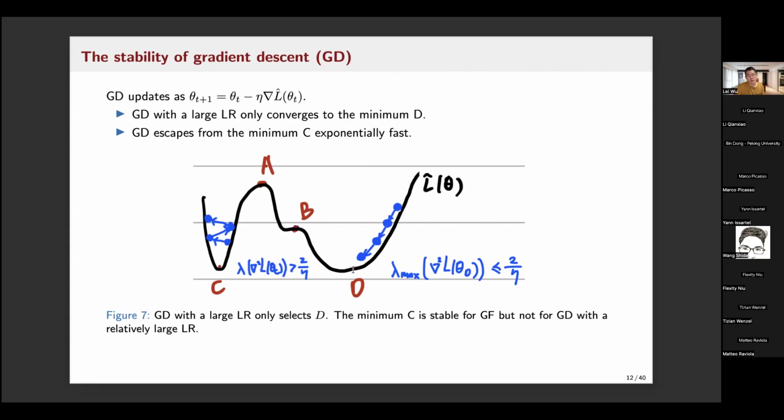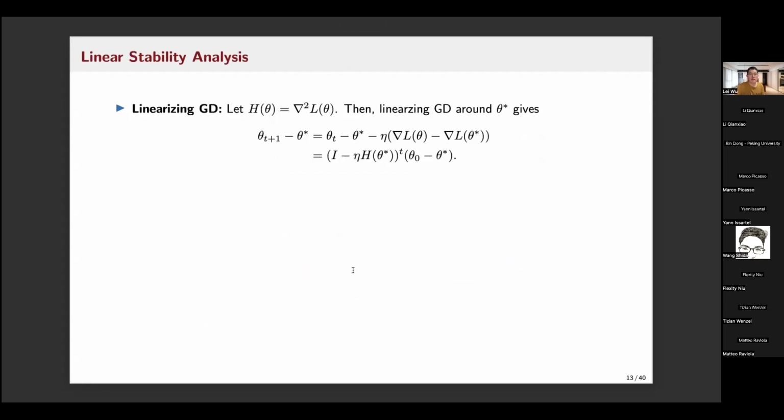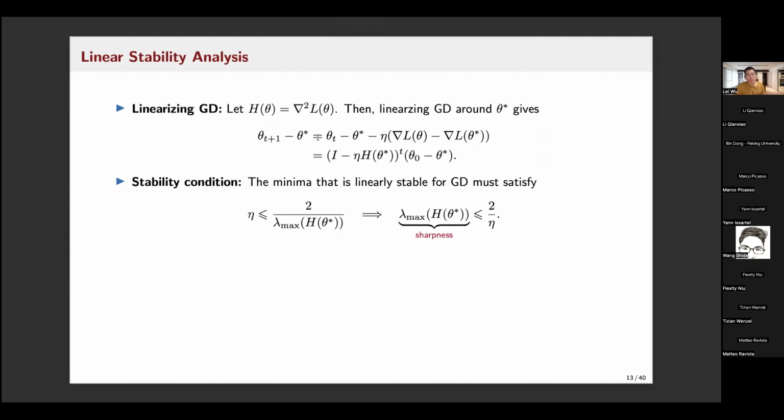This phenomenon can be characterized by linear stability analysis. It's very simple. We can always linearize our dynamical system at the global minimum of interest. Let's use theta star to denote the minimum of interest. Then for the linear dynamics, we can explicitly calculate the iterations and get the solutions. If we want the linear dynamical system to be stable, we must impose the condition that the spectral norm of this matrix is not greater than 1. This gives us the condition that the maximum eigenvalue of the Hessian must be bounded by 2 over the learning rate.